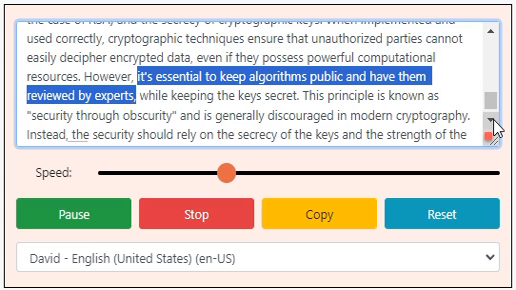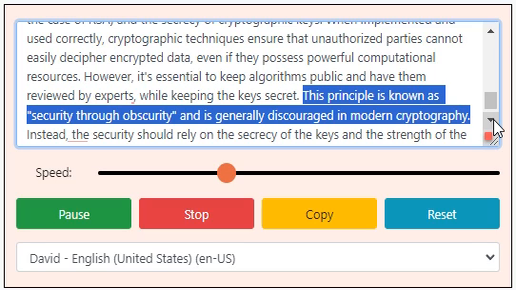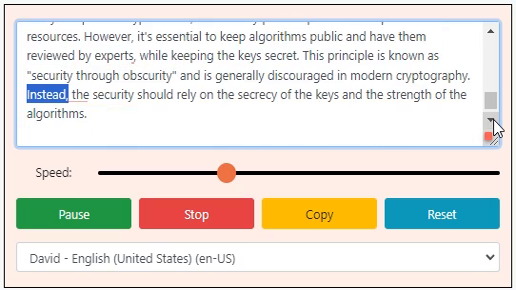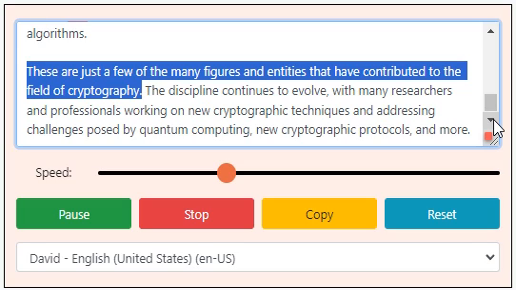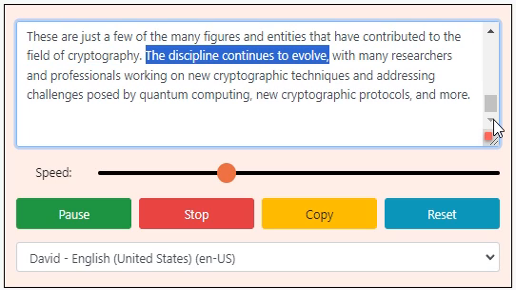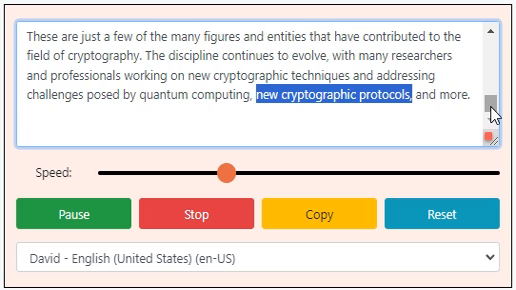However, it's essential to keep algorithms public and have them reviewed by experts, while keeping the keys secret. The opposite approach is known as security through obscurity and is generally discouraged in modern cryptography. Instead, the security should rely on the secrecy of the keys and the strength of the algorithms. These are just a few of the many figures and entities that have contributed to the field of cryptography. The discipline continues to evolve, with many researchers and professionals working on new cryptographic techniques and addressing challenges posed by quantum computing, new cryptographic protocols, and more.